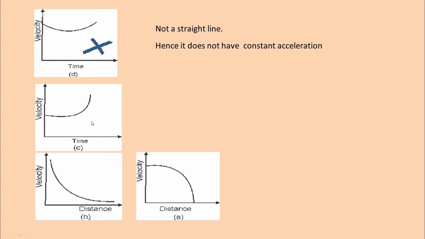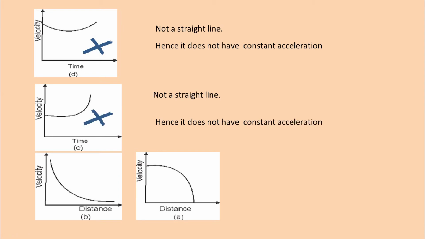Here option C, that is also the same reason as option D. It's not a straight line, the slope is variable, acceleration is variable, so it cannot be the correct one. So option C is also ruled out.